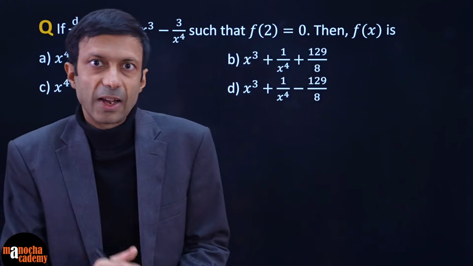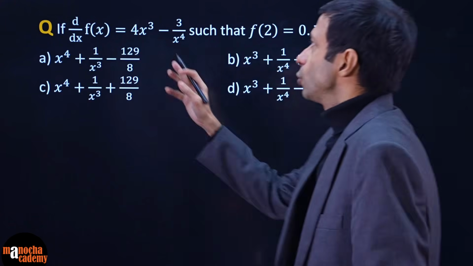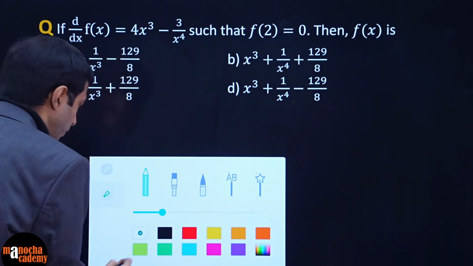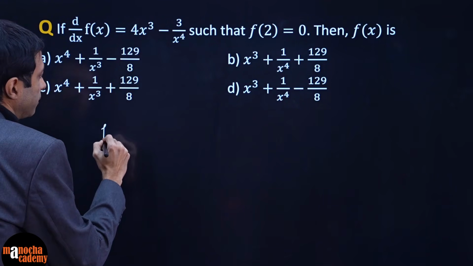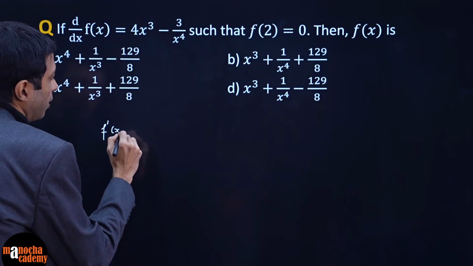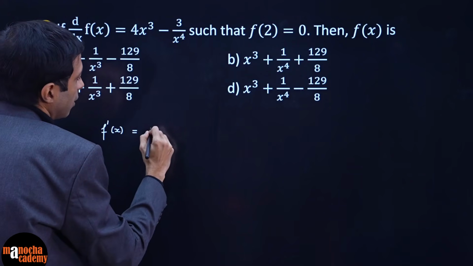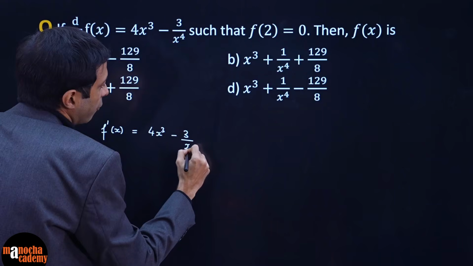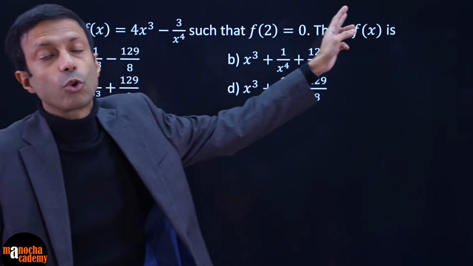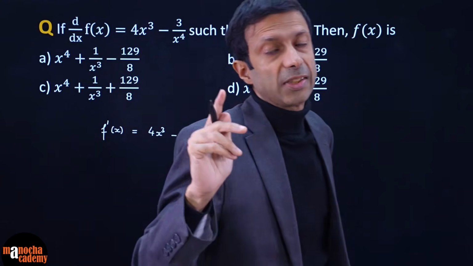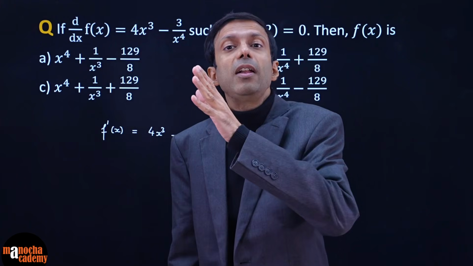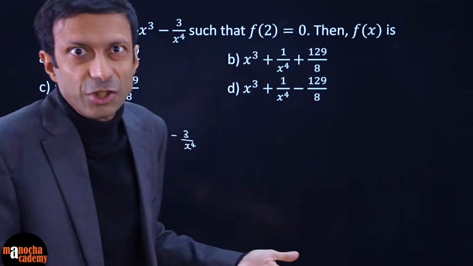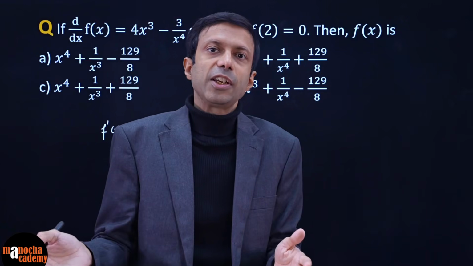So how will you do this? I want all of you to try. How to start this question? First, write down what we have been given here. d/dx of f(x), that means basically I have been given f dash x, right? f dash x is given to me as 4x cubed minus 3 by x to the power 4, and what is our goal? Find f(x). So what did I teach you when starting the class? If you are given f dash x and you want to find f(x), how will you do it? By integration. If you're given f(x), you want to find f dash x, what do you do? Differentiation.